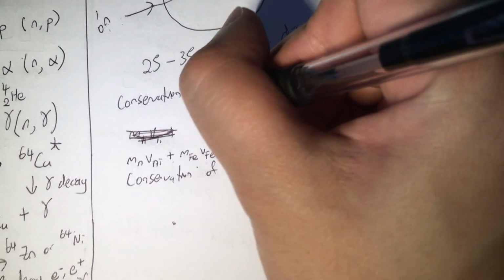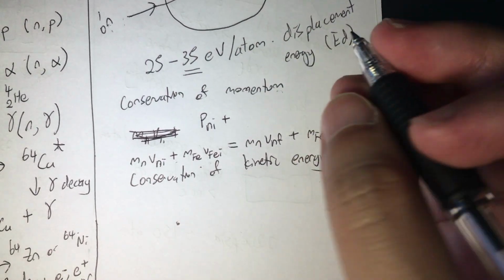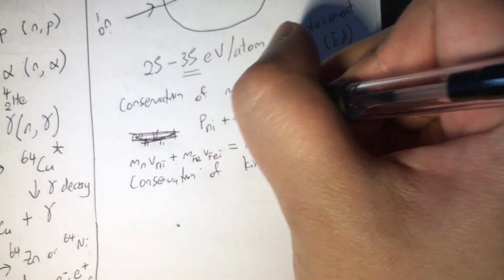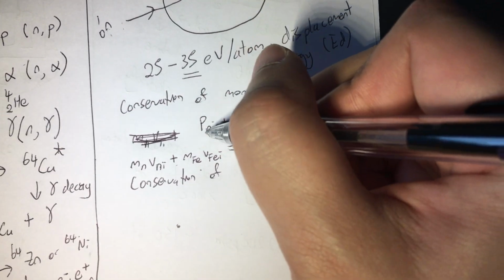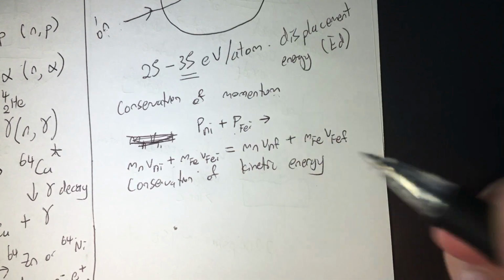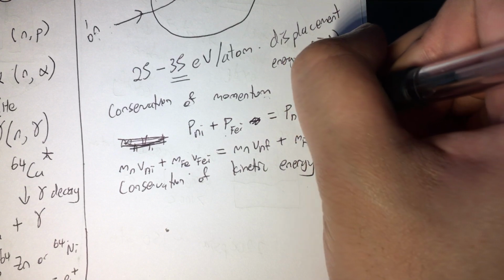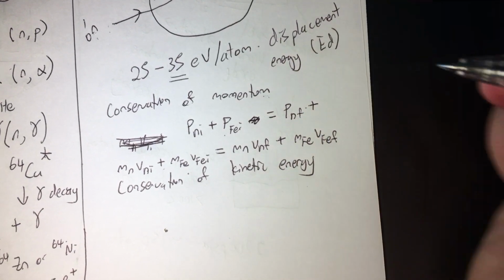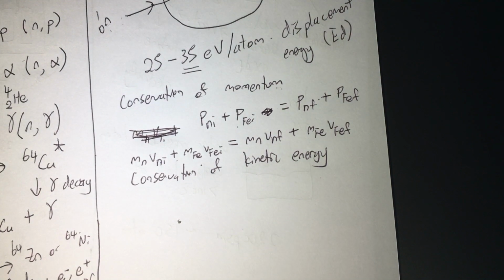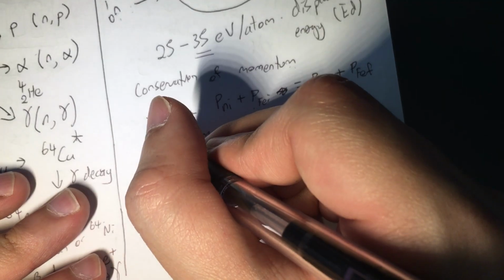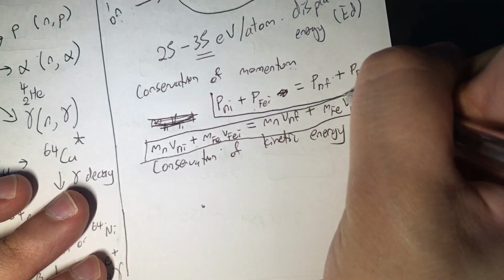Another way of writing this is using the letter P to represent momentum, and that will be P_n initial plus P_Fe initial. So this is the momentum of the neutron initially and the momentum of the iron initially. That will equal the momentum of the neutron at the final state plus the momentum of the iron at the final state. So these are our conservation of momentum equations right here.